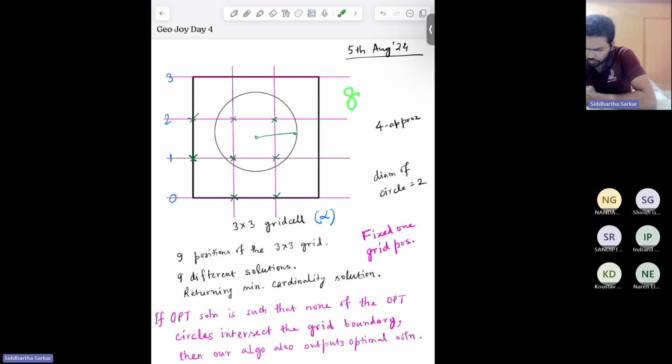So 8 out of 9 positions, there is going to be intersection. But if this circle was slightly here, what is the radius of the circle? The circle will touch. Touching will also be considered. No, fine. So it is for a fact that one position is definitely non-intersecting with this circle. But 8 positions are intersecting. Fine. That is fine.